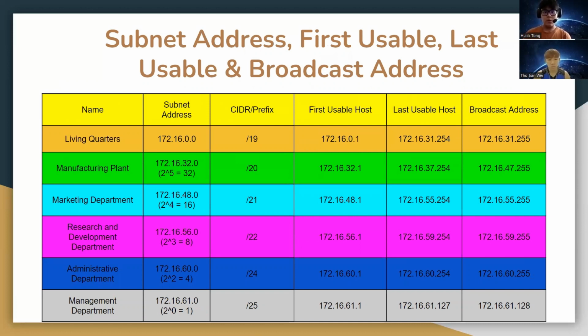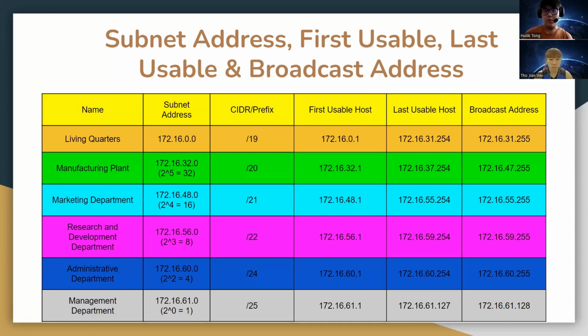For the marketing department, it's also the same thing, taken from the previous one. So 24 minus 20 equals 4, and 2 to the power of 4 is 16. So you add it to the previous subnet address, which is 32. So 32 plus 16 is 48. So 172.16.48.0. That's for the marketing department, and the rest are also the same thing.